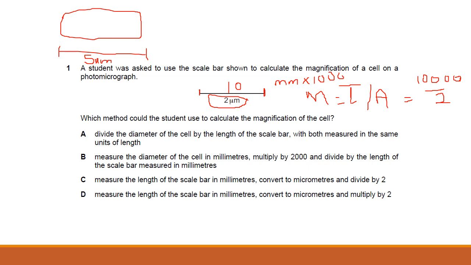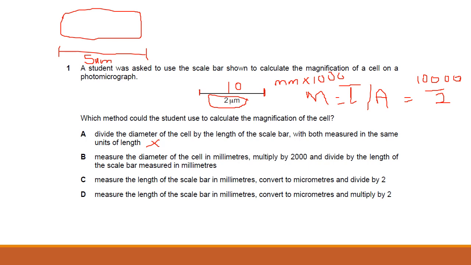So in this case, they're not asking you for specific numbers. So again, don't get carried away and start to calculate the numbers. They're asking you what method you would use. So option A says divide the diameter of the cell by the length of the scale bar with both measured in the same units of length. That's wrong because they didn't tell you anything in the question about the diameter of the cell. Also, when you're given a scale bar, you don't need to measure the cell.